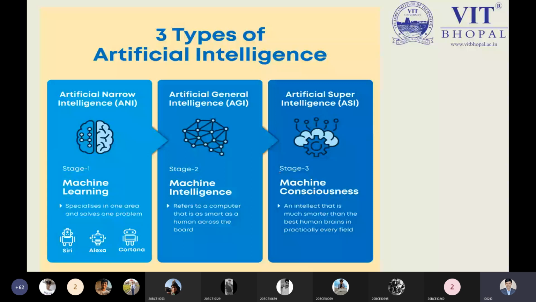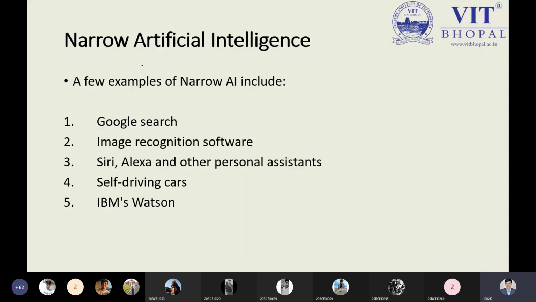So, what is an example of narrow artificial intelligence? Google search. You can search only limited content on Google. Now it is also possible to search images, videos, and other material as well, but previously you could search text only. Then image recognition software. This software cannot identify characters. It just identifies the images only.